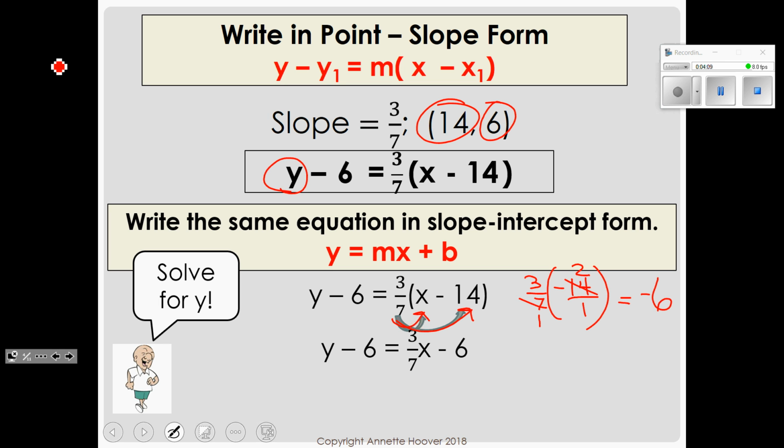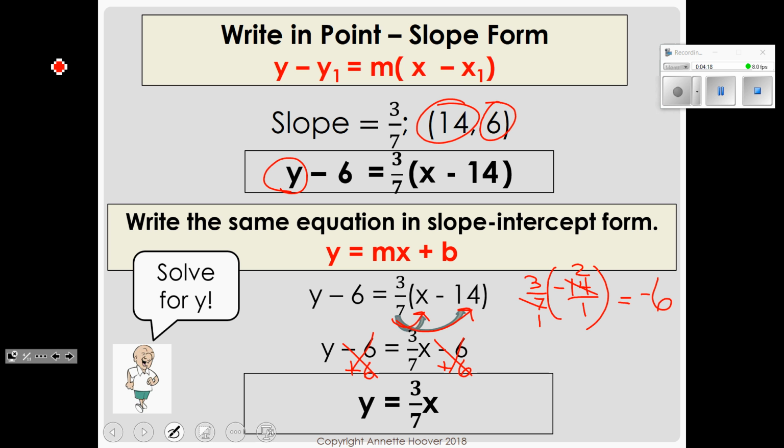Again, we want to get the y by itself, so if we add 6 to both sides, in this particular case, both of those cancel out, and you're left with just y equals 3/7 x.